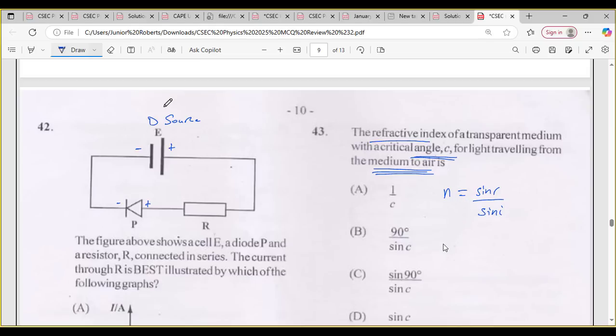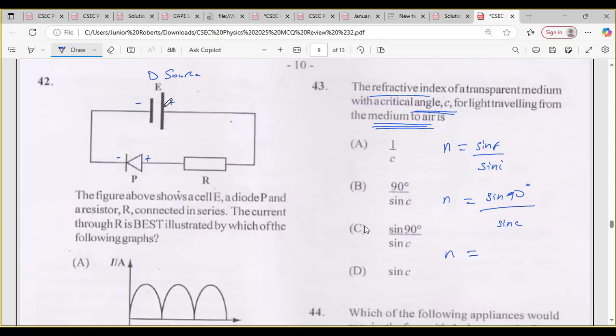So in this case, if the angle of incidence is equal to the critical angle C, then the angle of refraction R is going to be 90. So we're going to have N equal to sine 90 degrees divided by sine of the critical angle C. Sometimes you might see this question where N is equal to, since sine of 90 is 1, 1 over sine C as well. So that's another way that this answer could be represented. You can look out for both of them.